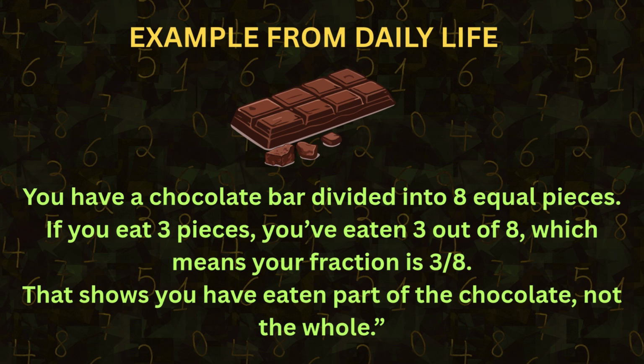Let us take an example from daily life. You have a chocolate bar divided into 8 equal pieces. If you eat 3 pieces, you have eaten 3 out of 8, which means your fraction is 3 by 8. That shows you have eaten a certain part of the chocolate, not the whole.